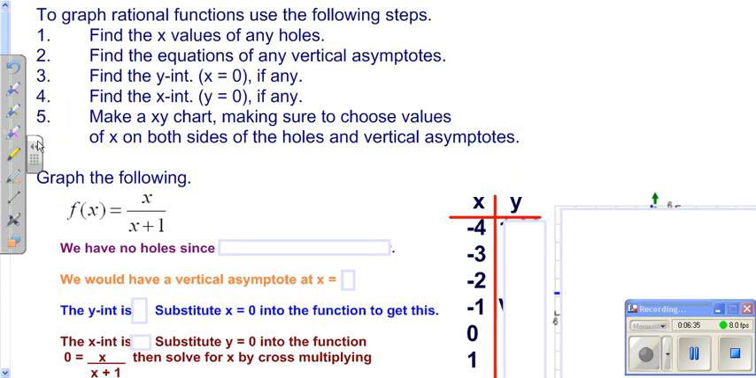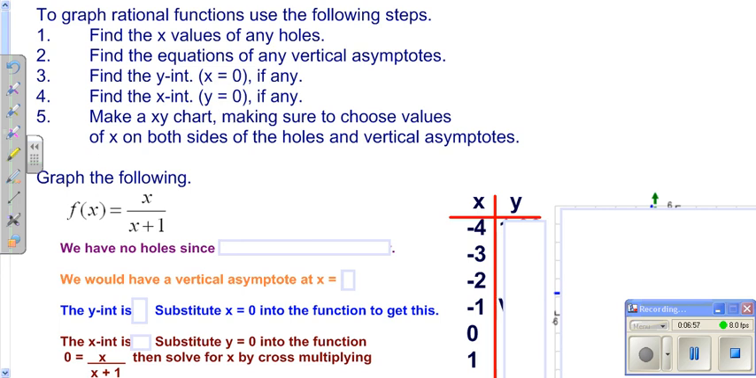So here we need to go ahead and graph this rational function. The first thing you want to do is to go ahead and find your holes. After you found your holes, you want to look for vertical asymptotes. Then go ahead and find your x and y-intercepts. Your y-intercept is when x is 0. Your x-intercept is when y is 0. Then if needed, go ahead and make yourself a t-chart.